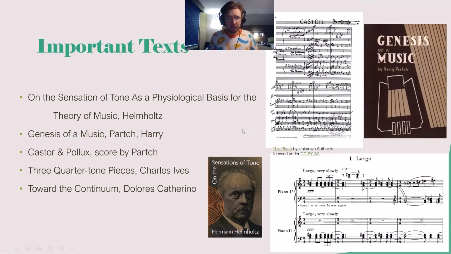These are the important texts. This is On the Sensations of Tone by Hermann Helmholtz. It inspired Harry Partch to look into tonality and tuning systems in a different way.